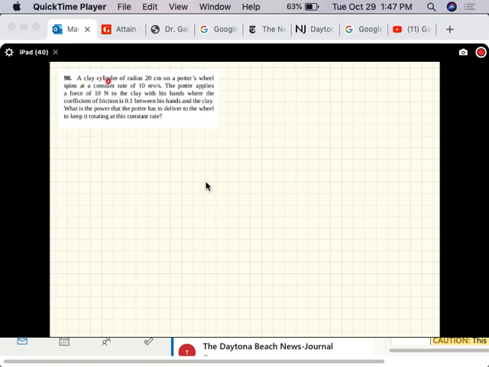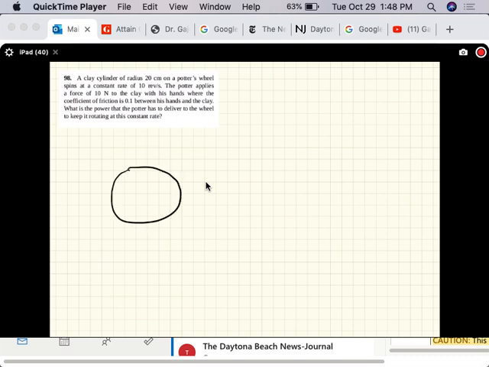Okay, this problem says a clay cylinder of radius 20 centimeters on a potter's wheel spins at a constant rate of 10 revolutions per second. The potter applies a force of 10 newtons to the clay with his hand, where the coefficient of friction is 0.1 between his hands and the clay.